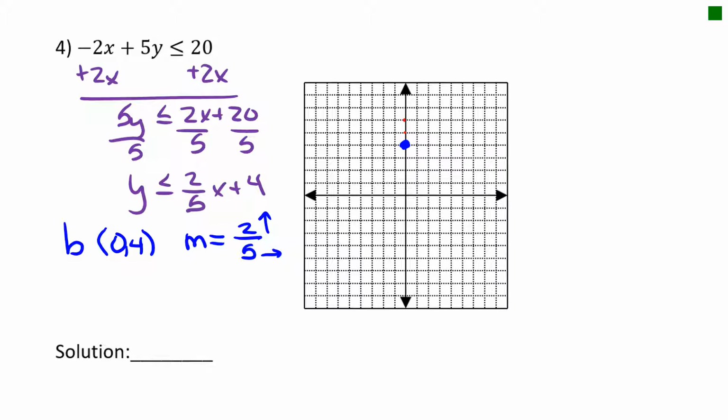Up 2, right 1, 2, 3, 4, 5. Up 2, 1, 2, 1, 2, 3, 4. Oh, can't do that. So I could go down and left. Down 2, 1, 2, 3, 4, 5.